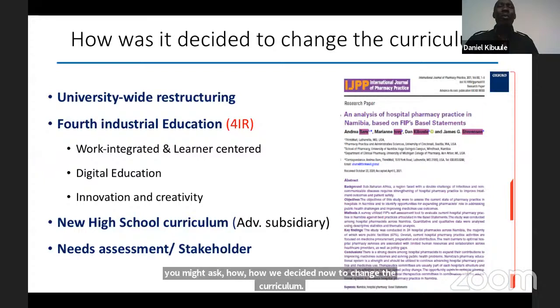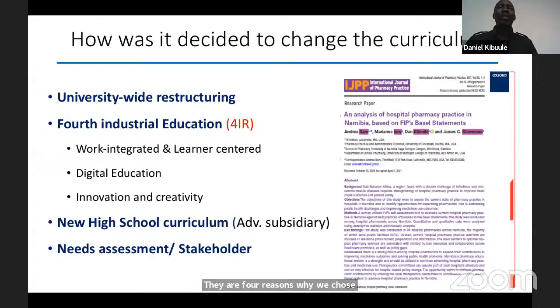There are 4 reasons why we changed. Number one, as the University of Namibia, we are going through a restructuring. That restructuring is mainly due to the need for education to be adapted to the 4th or 5th industrial revolution, which we call Education 4.0. It requires our learners to go through work-integrated learning, digital pharmacy or education, as well as to be innovative and creative.